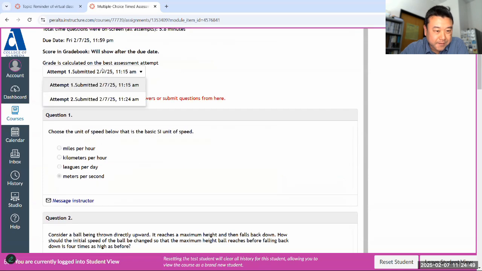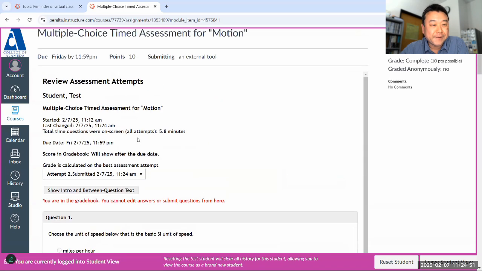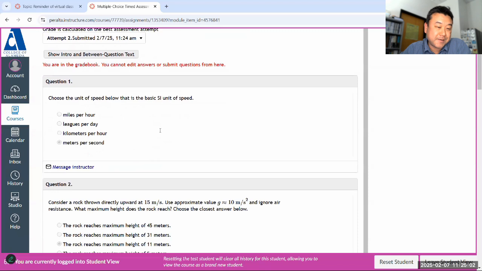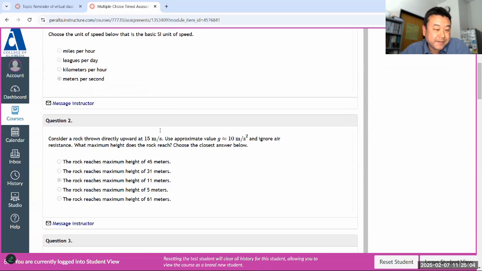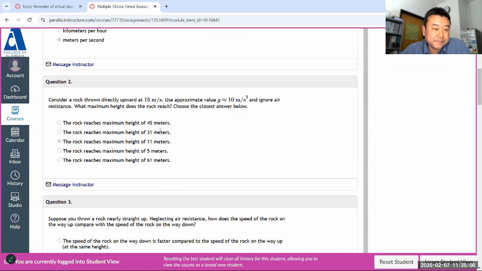This is ChatGPT's attempt, by the way. This is mine. So the total time is 5.8. Of those, 3.7 was ChatGPT's. So I only spent 2.1 minutes. So I beat it on time and we tied on accuracy because both of us got 100%.